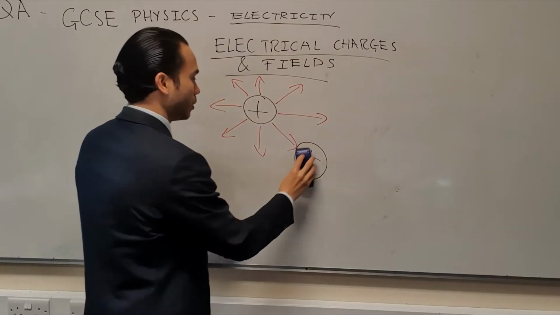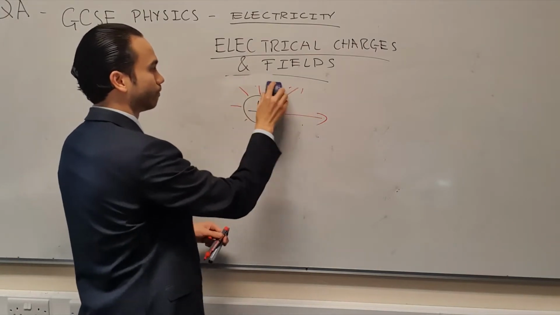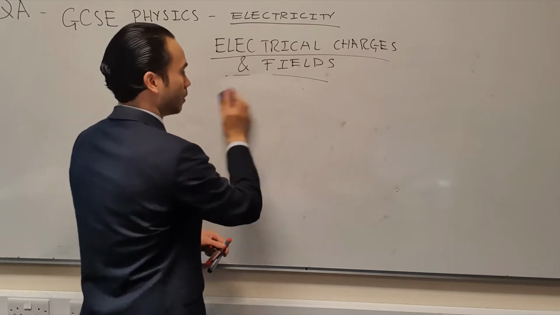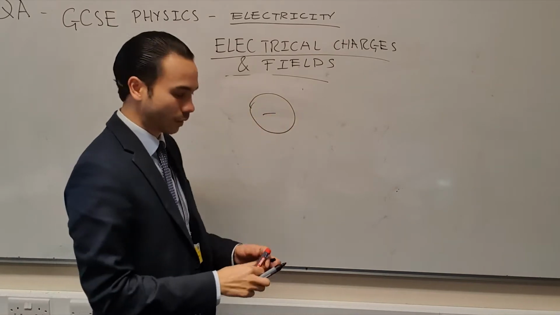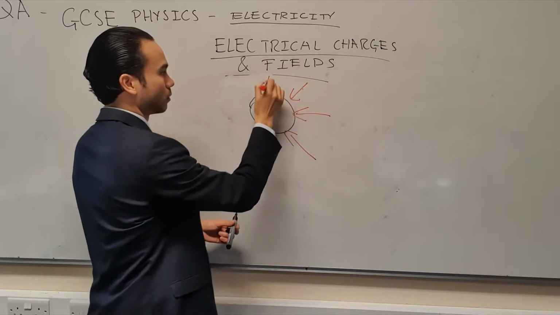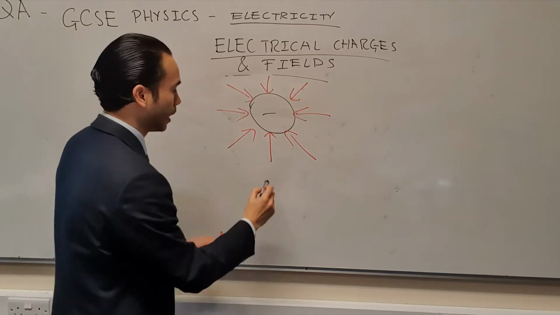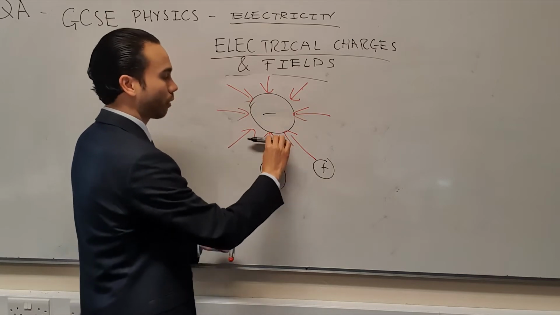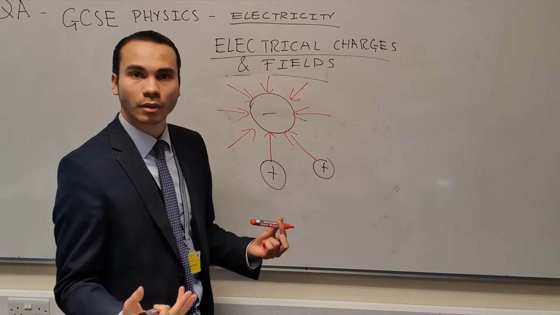If I now change my charge so that this is now an electron, the field lines would go into it like this. Because if I now put a test positive charge in these locations, they would be attracted towards the negative charge. So several things to note down here.